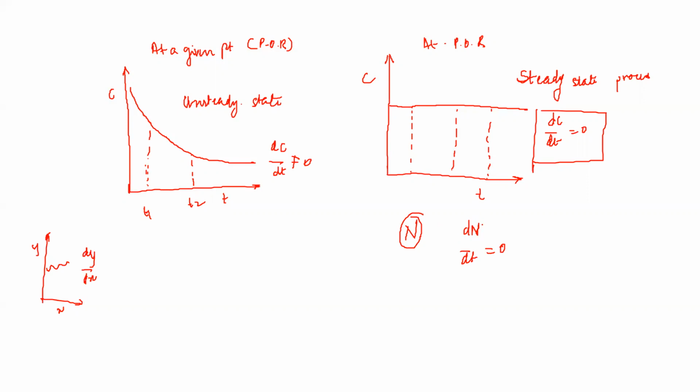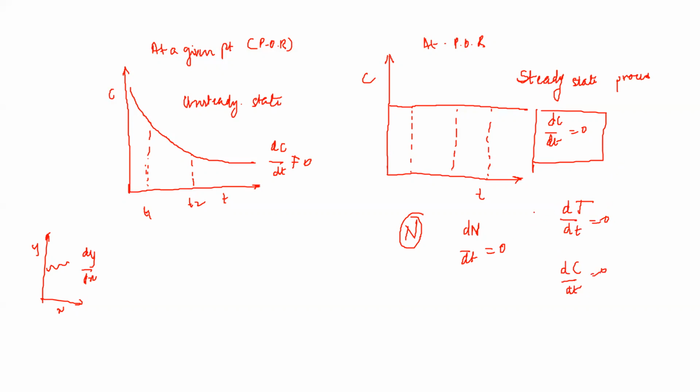Suppose it is a heat transfer process, then the process variable in that case is temperature. If heat transfer is taking place at steady state, then you'll get dT by dt equals 0. If mass transfer is taking place, then the process variable is concentration, so you'll get dc by dt equals 0.